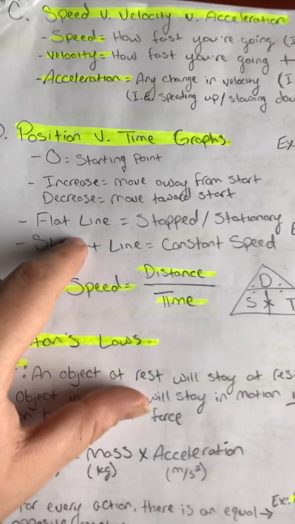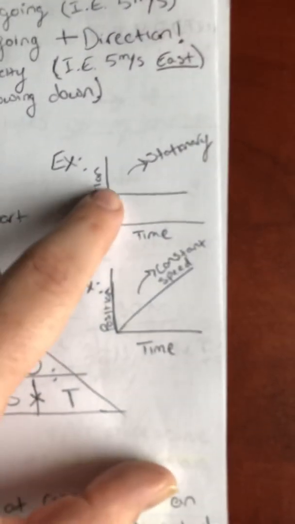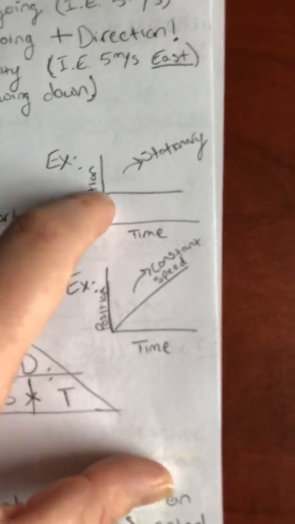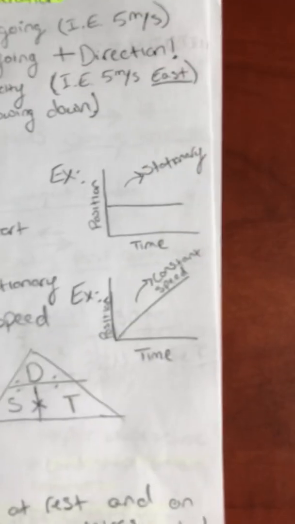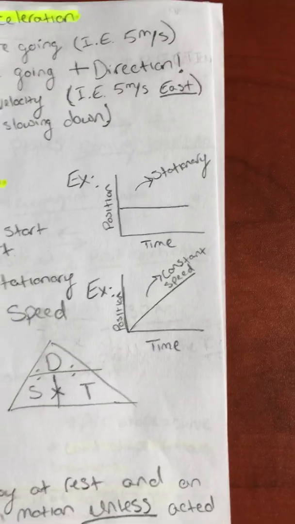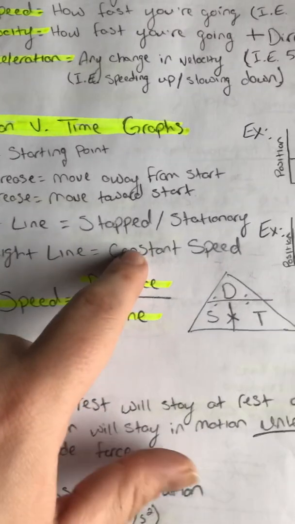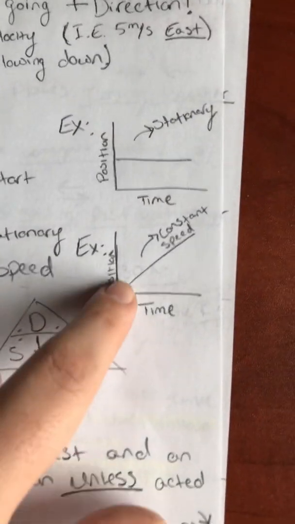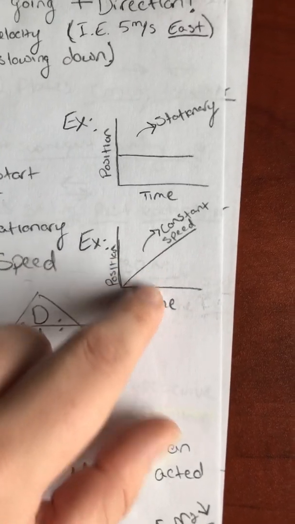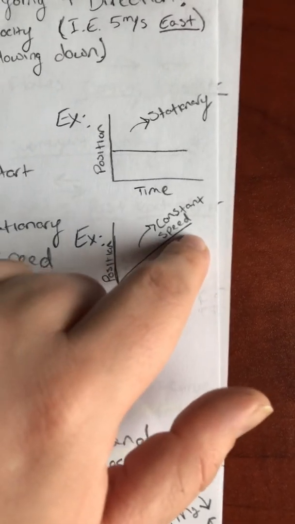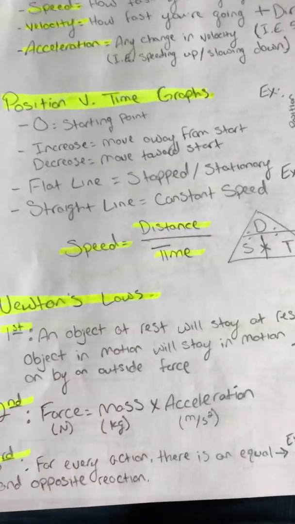A flat line on a position time graph, well, that means that we have the same position, the same distance over a certain amount of time. So you're staying in the same place, which means that we are stationary or stopped. A straight line, however, means that we're at a constant speed. Okay, so if we have a straight linear line, that means that our position as compared to our time is increasing the same amount throughout the whole time, or we are at a constant speed.